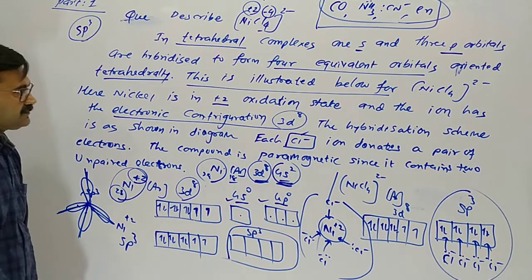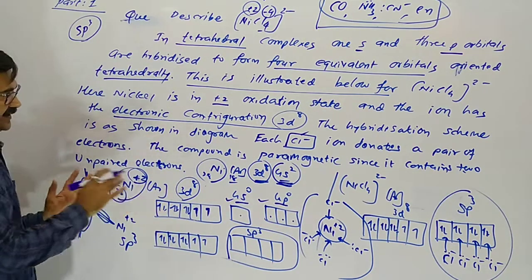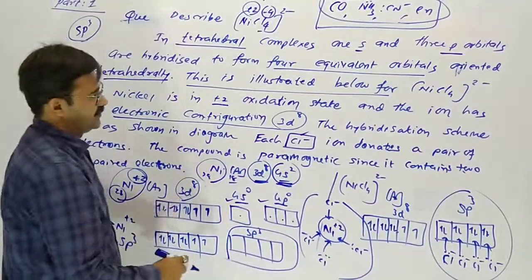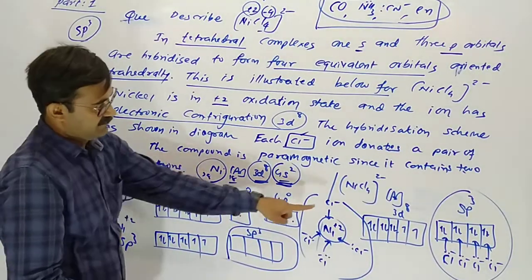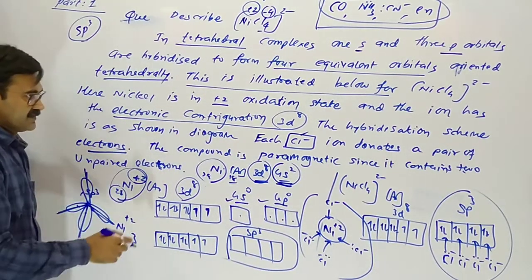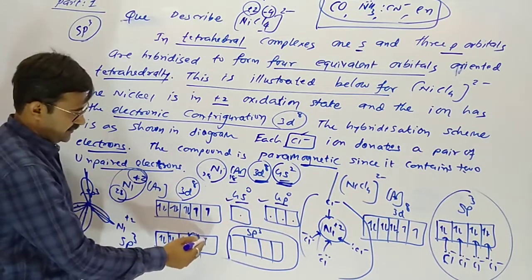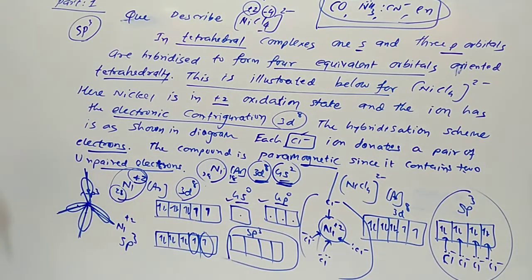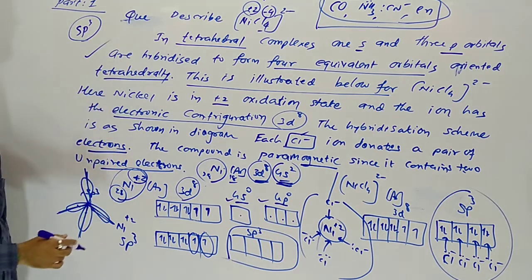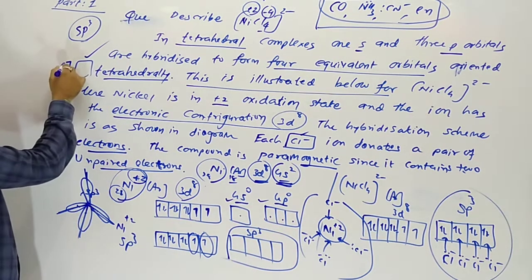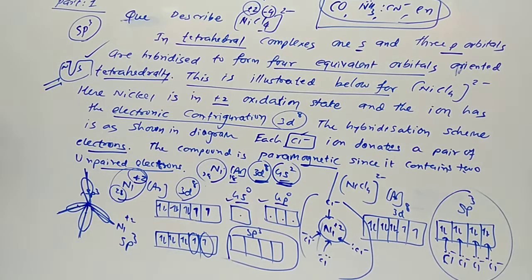The hybridization scheme is shown in the diagram we discussed. Each chloride ion donates a pair of electrons to the metal Ni plus 2. The compound is paramagnetic since it contains 2 unpaired electrons. Here 2 unpaired electrons are present, so it is paramagnetic, meaning it is attracted toward the magnet. Whenever 1 or 2 electrons are unpaired, it is attracted toward an external magnetic field, so it is paramagnetic by nature.